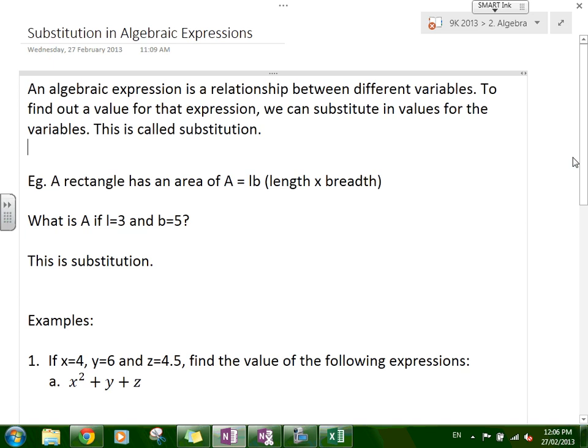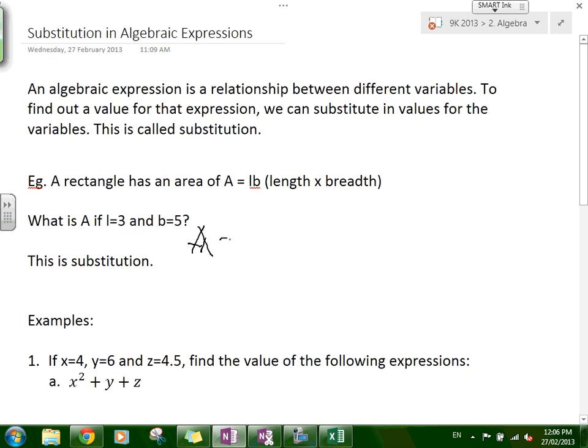So that's when I need to know these things. What is A if L equals 3 and B equals 5? Well, I can say A equals LB. Now, L is 3 times B, which is 5. And 3 times 5 is 15. So it's 15. And essentially, that's what this is for substitution.